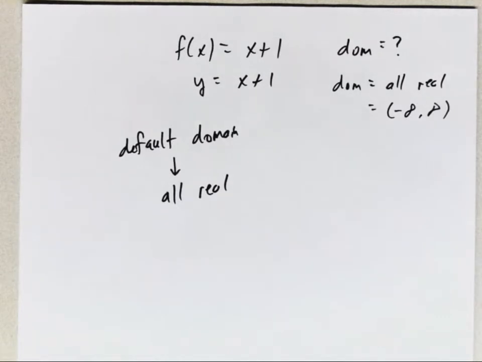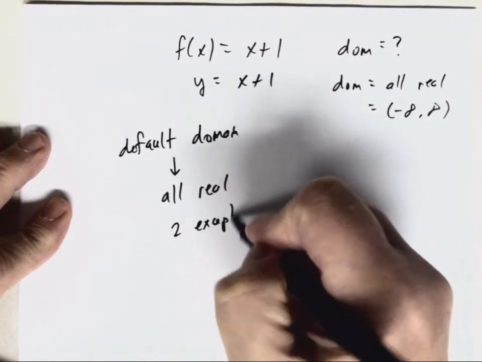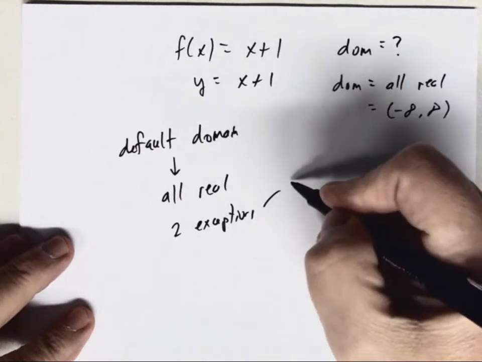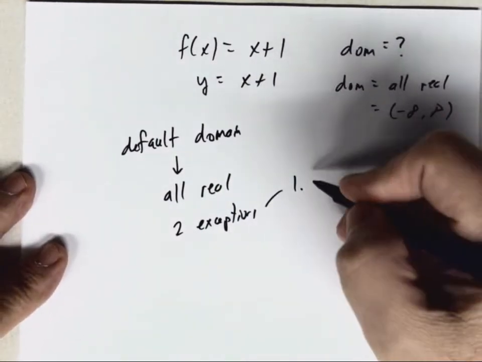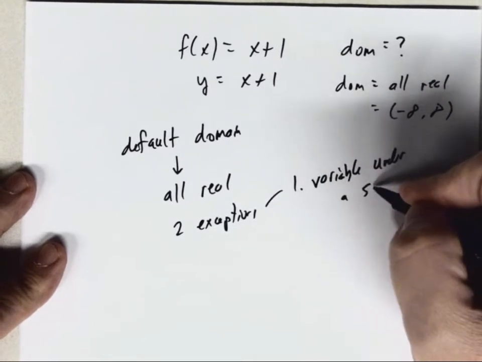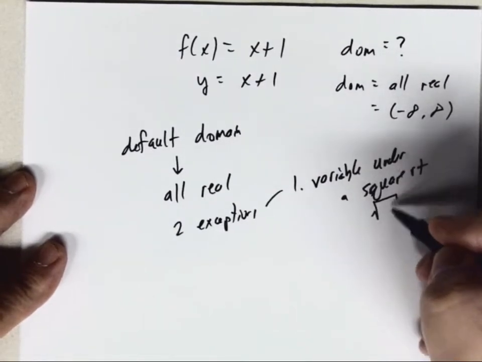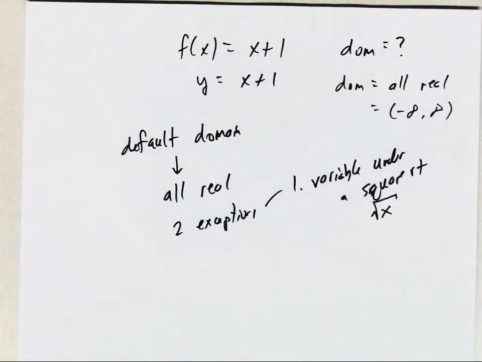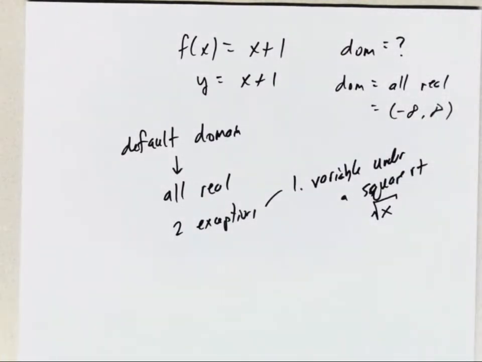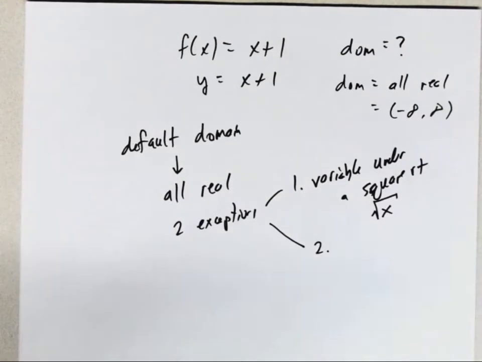And I realize there are only 2 exceptions to this, 2 situations that are going to change the domain from all real. The first one we're going to talk about later on in this class. If you ever have your variable, your x, under a square root sign, in other words, if this is part of your equation, then that's going to change the domain. We're not going to talk about that now, but we will later on. So if you have that, you know the domain is not going to be all real. It's going to be changed.